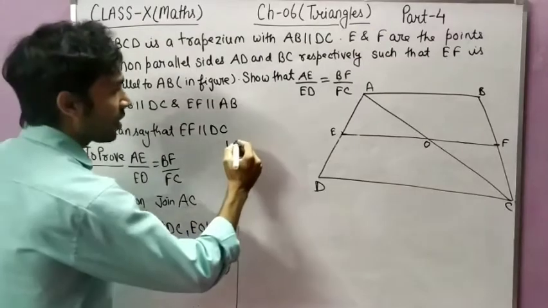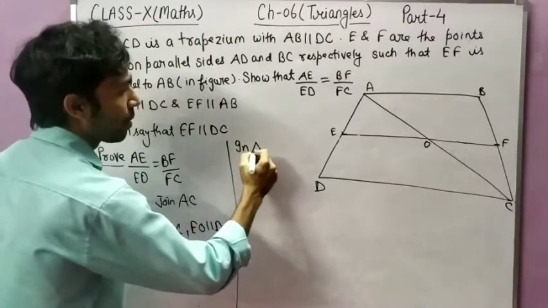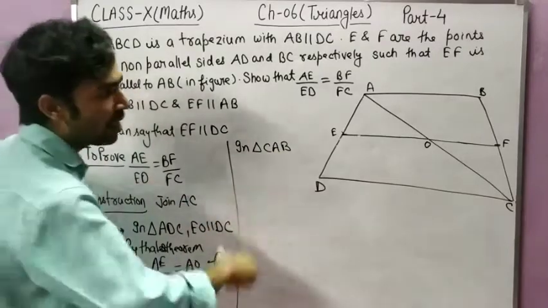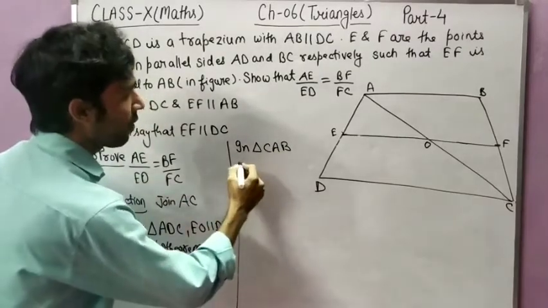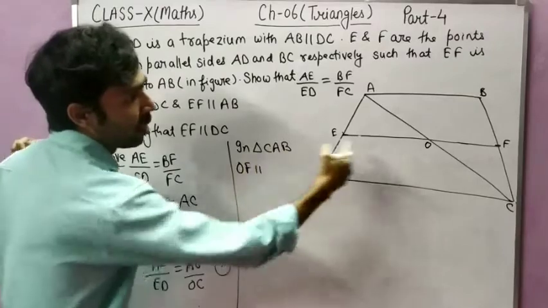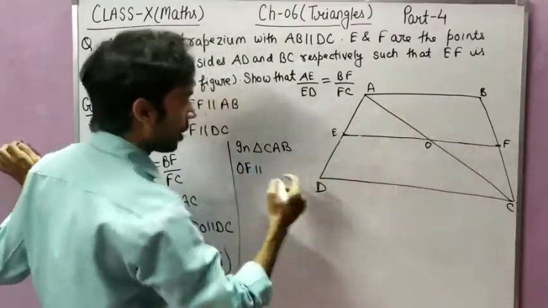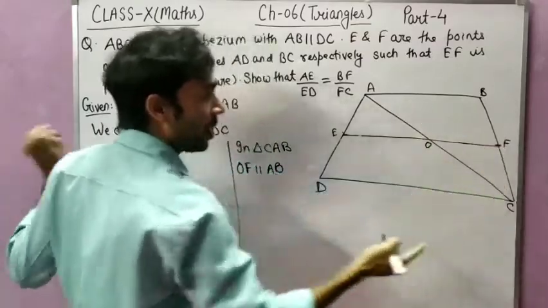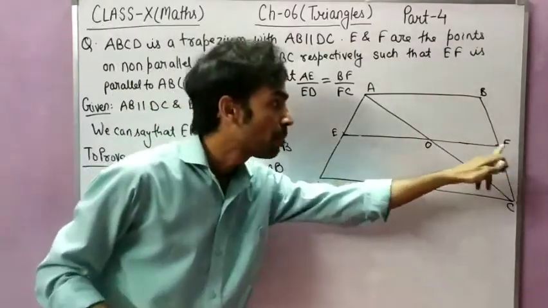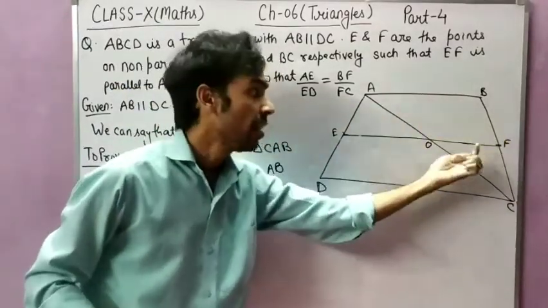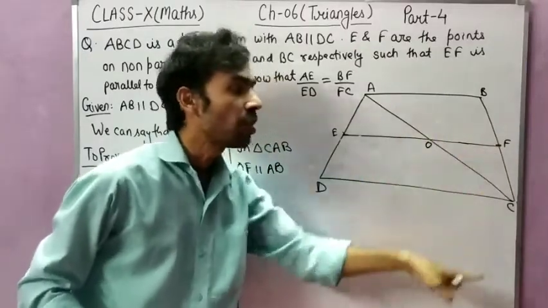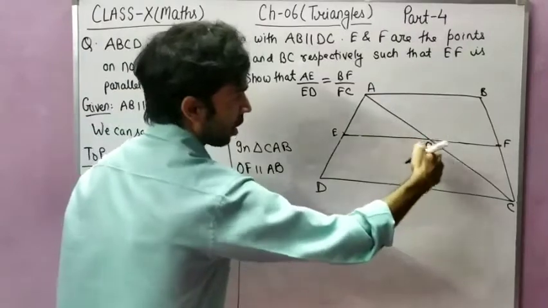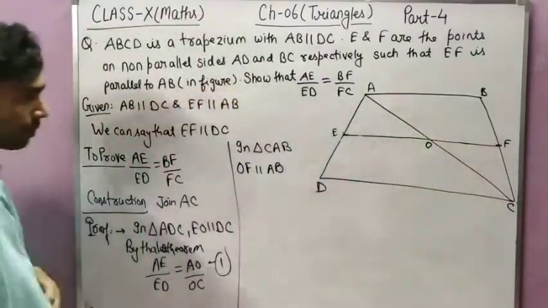Student, if I take triangle CAB, in this case also, OF is parallel to which side? OF is parallel to AB. In a triangle, if a line is parallel to one side of the triangle, then that line will divide the other two sides in the same ratio. So we can say in this triangle, OF is parallel to AB.